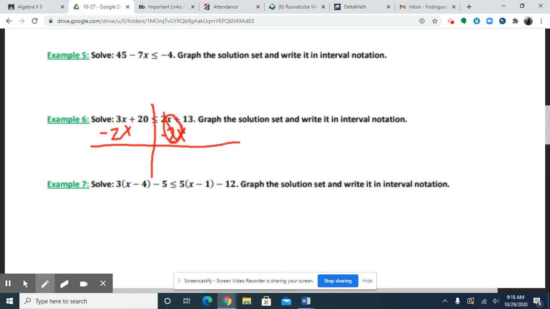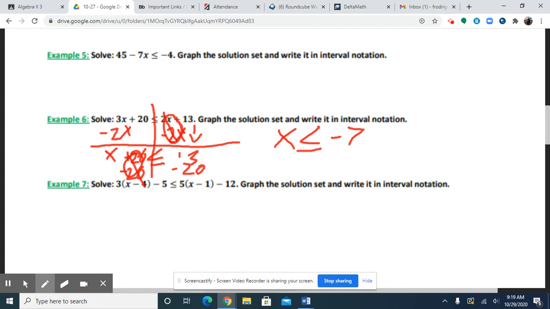That cancels out. And that 13 drops down. And we have 3x minus 2x, which is x. So we're going to subtract 20 on both sides. And that cancels out, and we're left with x is less than or equal to 13 minus 20, which is negative 7.